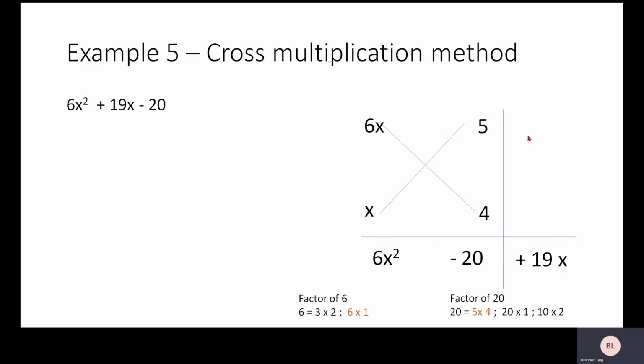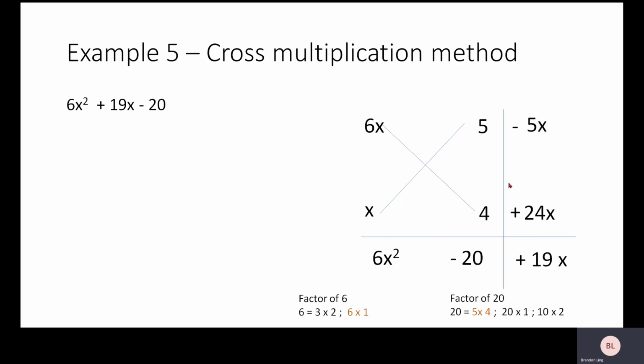5 times x, you get 5x. 6x times 4, you get 24x. And now, how do you make these two numbers when you add or combine them together? 24 and 5, it becomes 19. So the answer will be 24 minus 5. Okay, so 24 minus 5, you get 19 here.